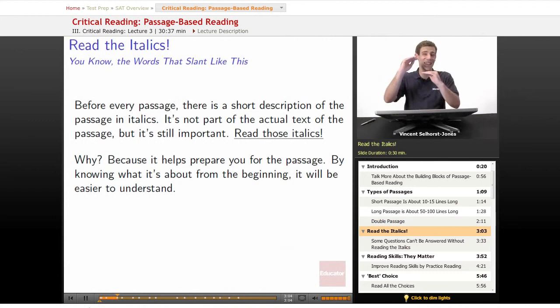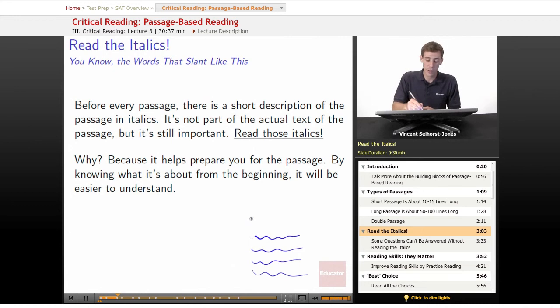The italics. There are italics before every section. So there's always going to be the writing over here, there's going to be the passage, but at the top of it is some little piece in italics. Read that part in italics.